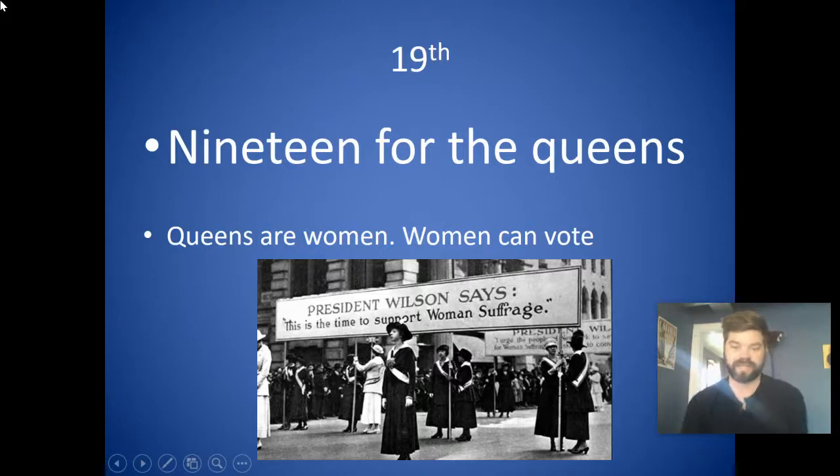19 for the Queens. Queens are women. Women can vote. 19th Amendment. Finally, women are given the right to vote in 1920. We're approaching the 100-year anniversary of the ratification of the 19th Amendment this year. Big event. 19 for the Queens.